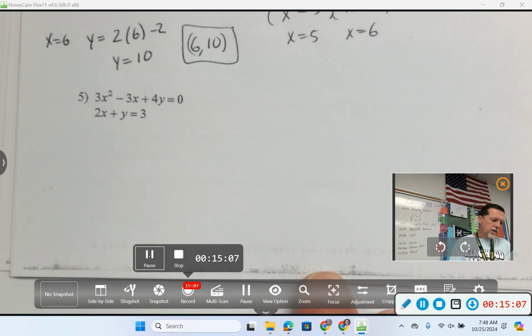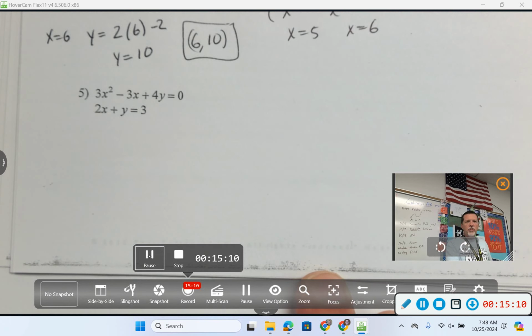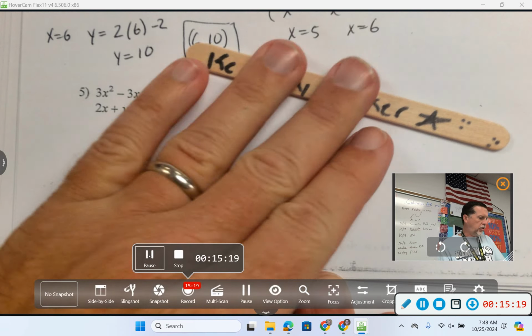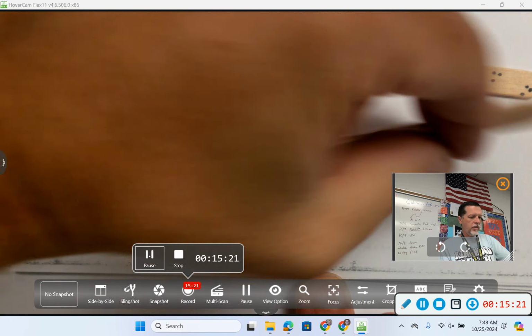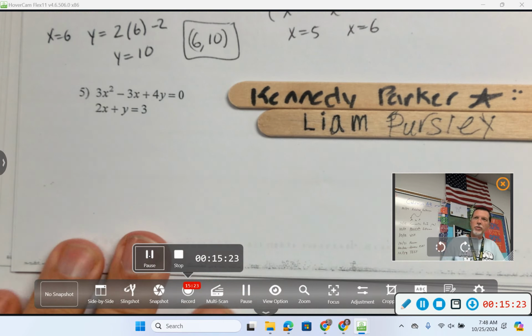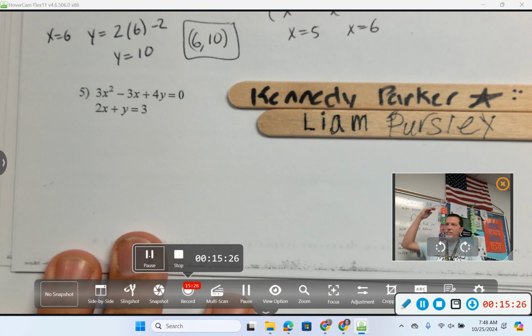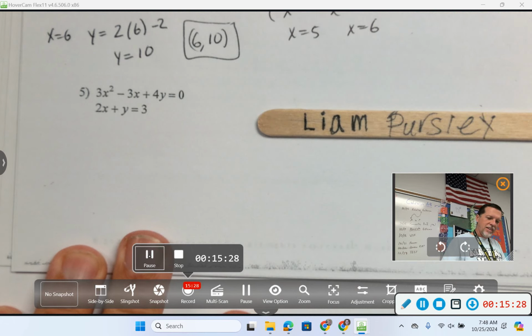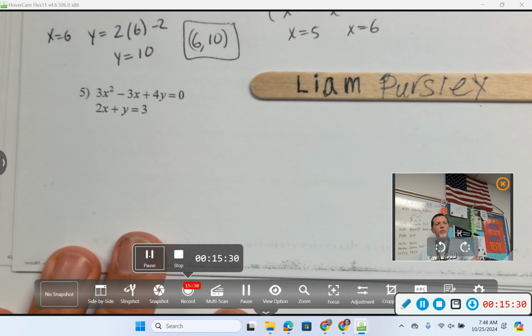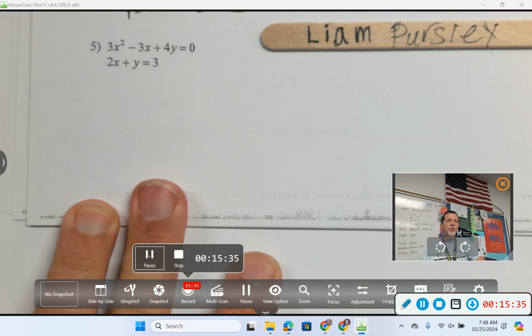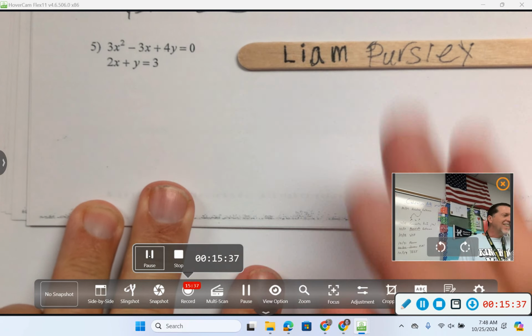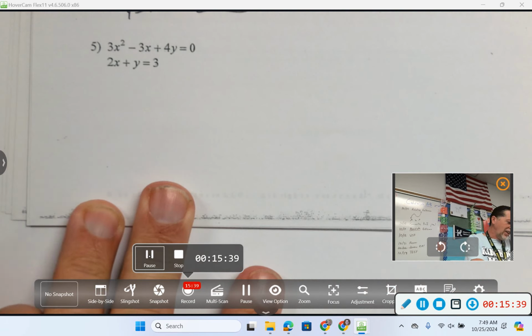All right, one more. Which, let's pick on somebody here, because why not? Kennedy, which equation would you like to solve? Would you like to work with first? The first one or the second one? She left. Liam, which equation would you like to work with first? Number 5. Which one on number 5? The first one or the second one? The second one. Definitely the second one.